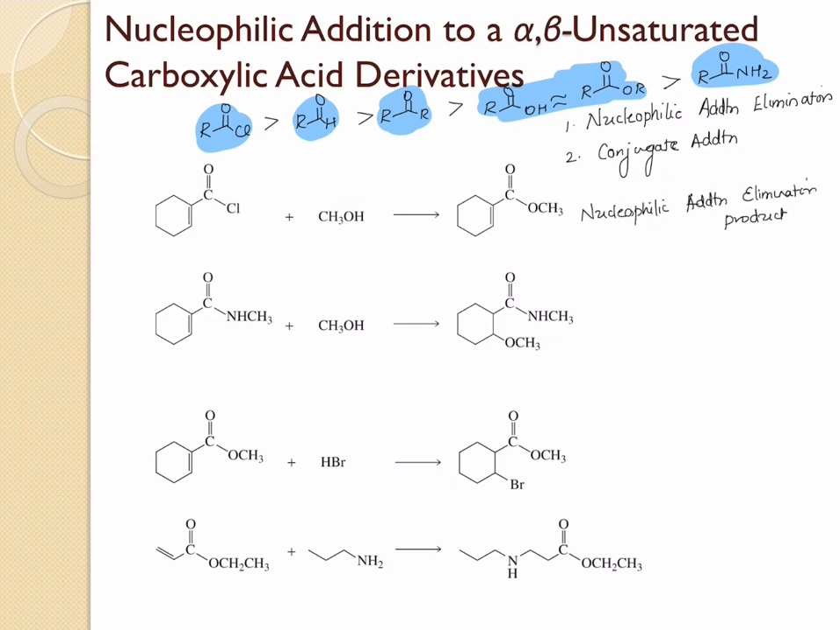But whenever the nucleophile reacts with a carboxylic acid derivative which is less reactive, say for example in the case of amide or in the case of esters, it's going to give us a conjugate addition product. So all of these are conjugate addition products. And in the conjugate addition product, obviously the nucleophile is going to attack the beta carbon. So here is our beta carbon. So all of these will be attacked to give us a conjugate addition product.